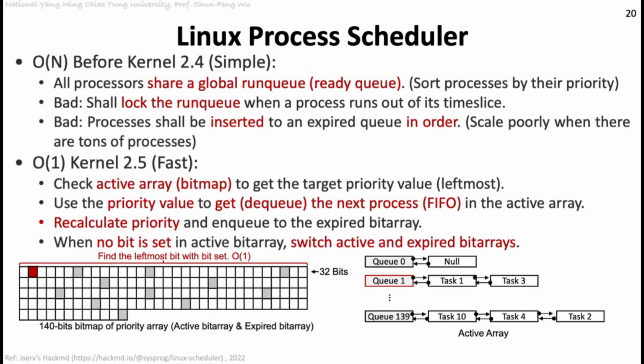So, question? Oh, okay. The reason there are 4 is that this bit array is only for the active one, but you also need another one for the expired. So we will have one bit array for the active and another bit array for the expired, and then for the active array, those are only for active. So we will have another set, another Q0 to Q139, for the expired one. So this is the reason why I said we need 4.